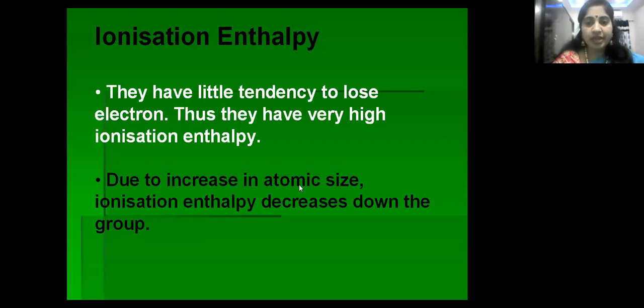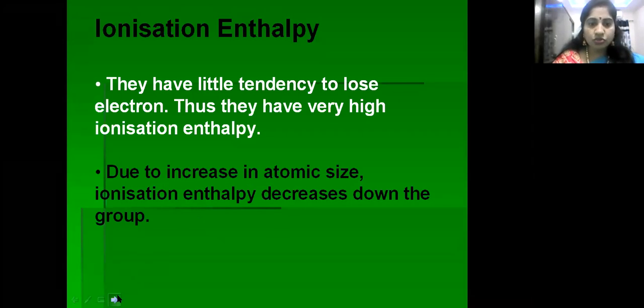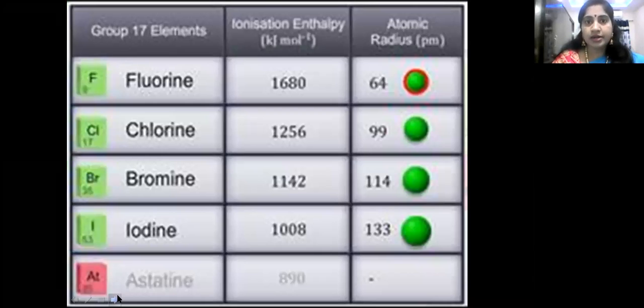Due to the increase in atomic size, ionization enthalpy decreases down the group. So top to bottom, if you move, then what happens? The number of shells increases, so because of that, ionization enthalpy decreases. Next, coming to the values, you can see them, children.